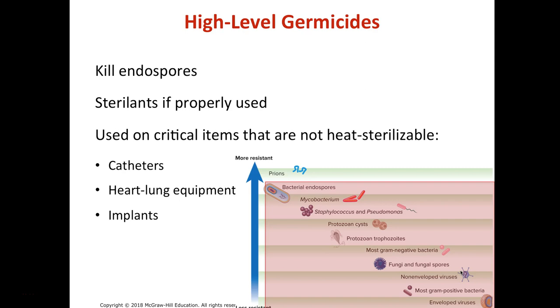So critical items that we're going to use these high-level germicides for are going to be items that cannot have heat sterilization. So that would be like catheters, heart-lung equipment, and implants.